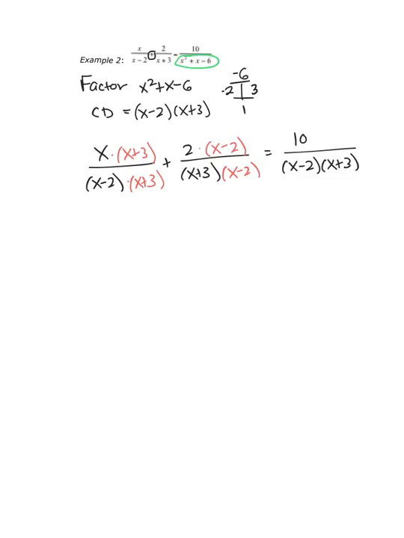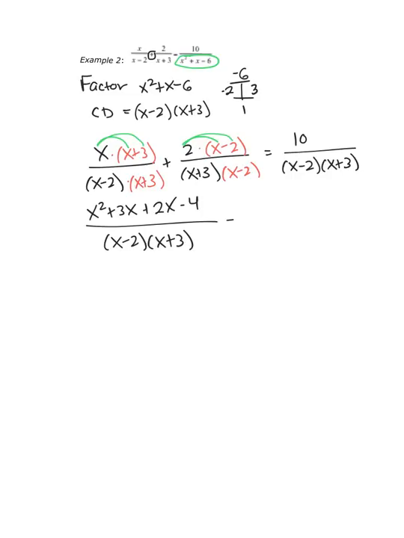Now I'm going to distribute. So I've got x squared plus 3x plus 2x minus 4 all over x minus 2 times x plus 3. Then I'm going to combine my like terms. I've got a 3x and a 2x that I can combine, so I've got x squared plus 5x minus 4.